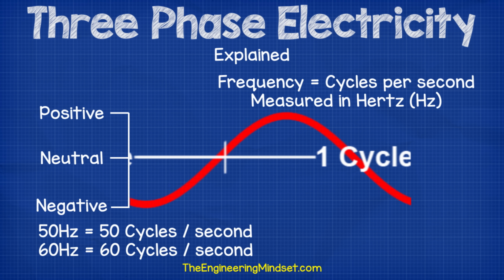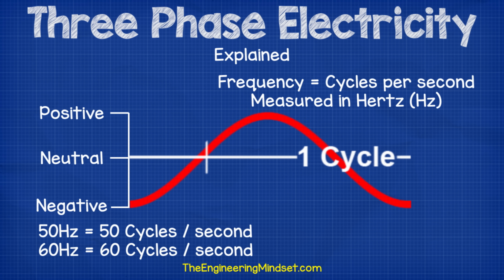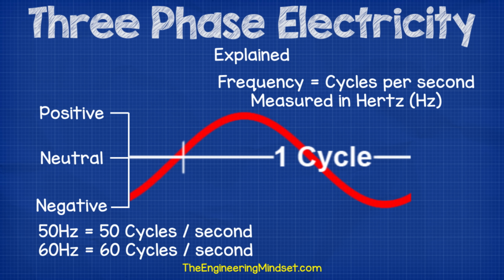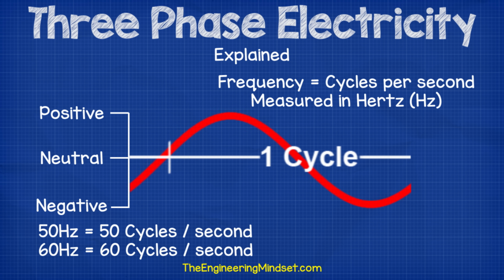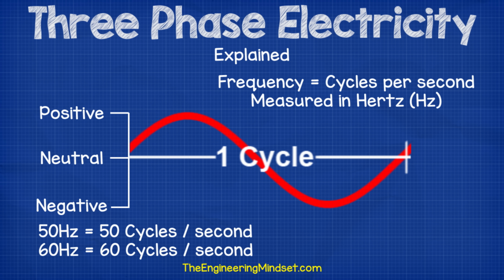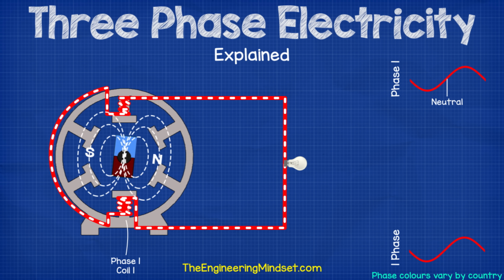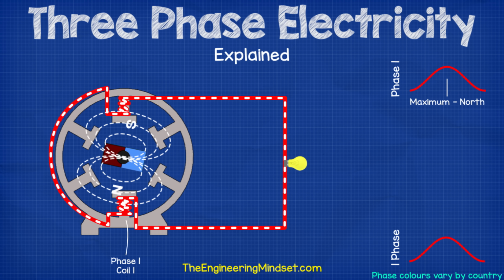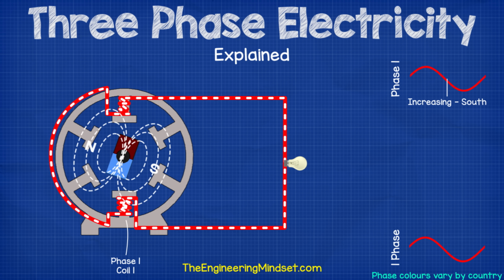So the direction of the current is therefore also changing 50 or 60 times per second also. When it is written on electrical products, this is just telling the user what type of electricity the product should be connected to.